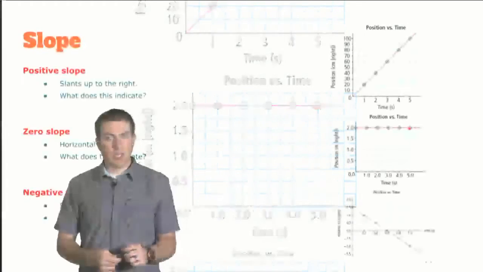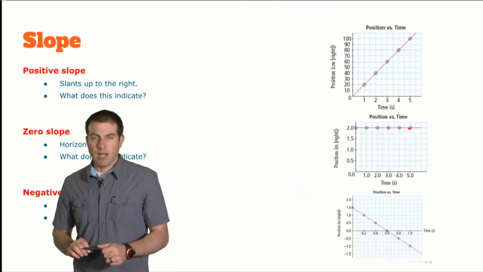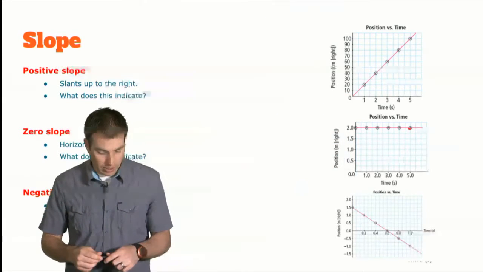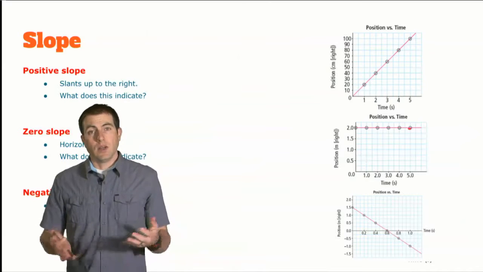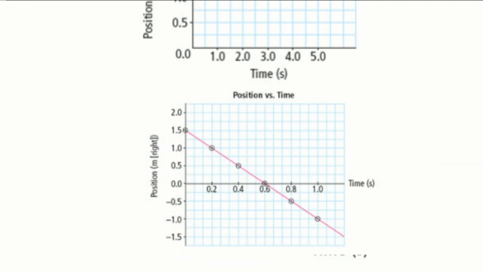The negative slope, the last picture here, and Abby kind of alluded to this before. We've done positive slope up and to the right. We've done horizontal line, now negative slope. What's going on? If you had to describe this to somebody, what would you say the object was doing?